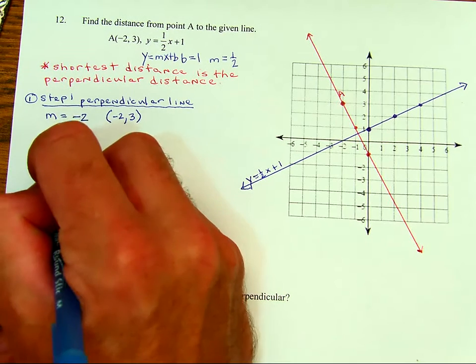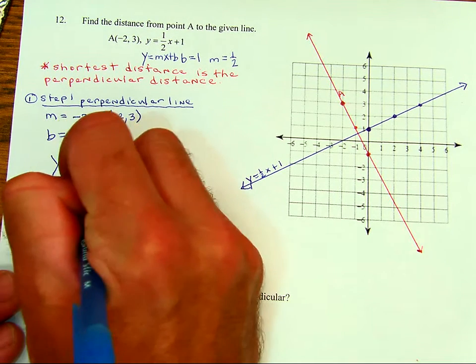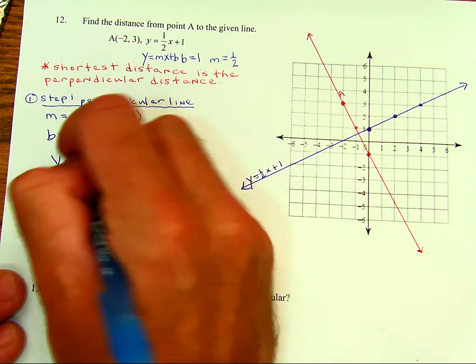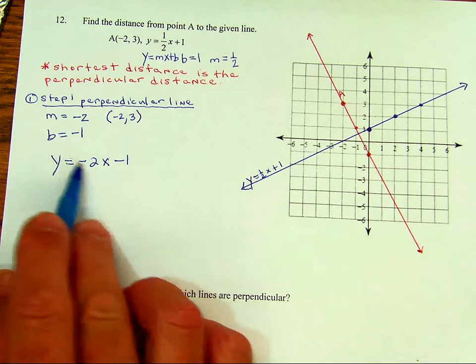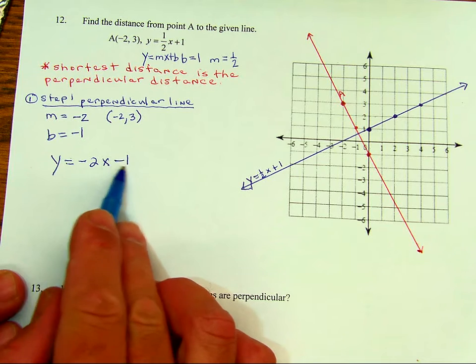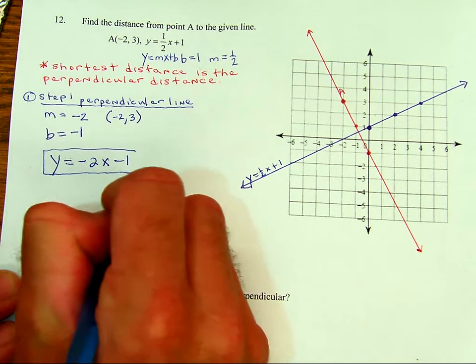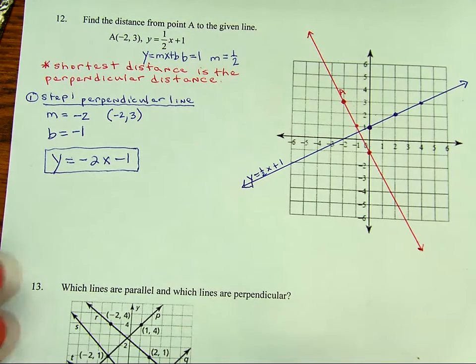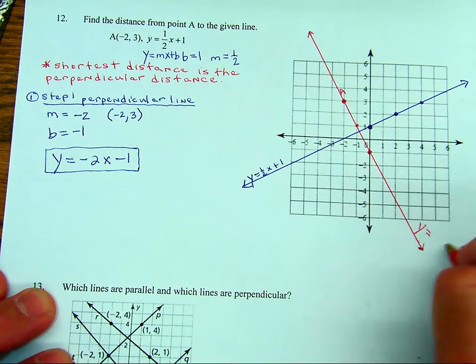And so I could write this equation in slope-intercept form. Y equals negative 2x minus 1. The slope is always in front of x. And the y-intercept is always the constant after x. So this red line is y equals negative 2x minus 1.